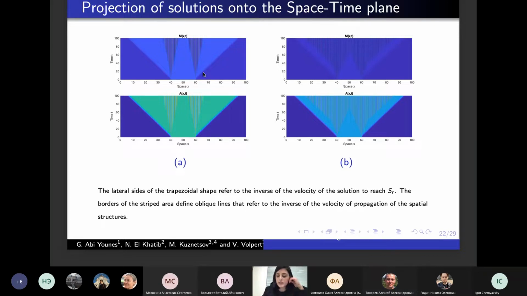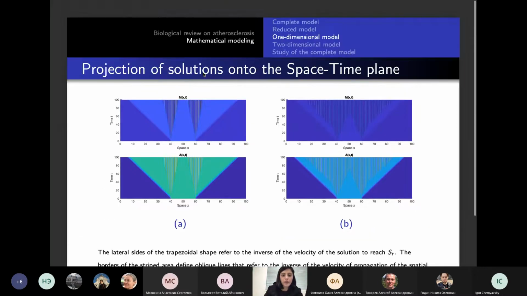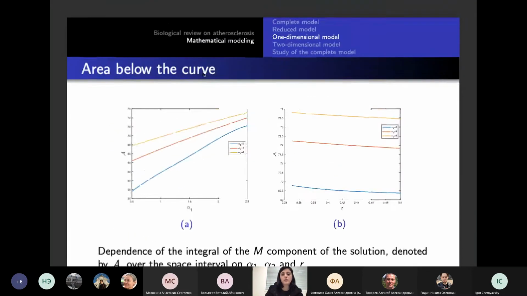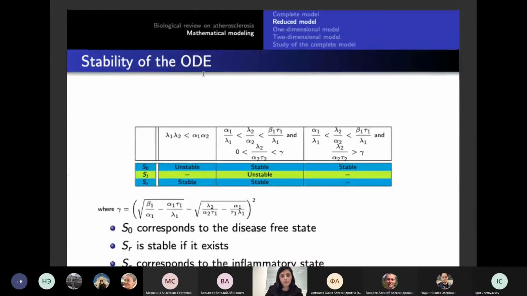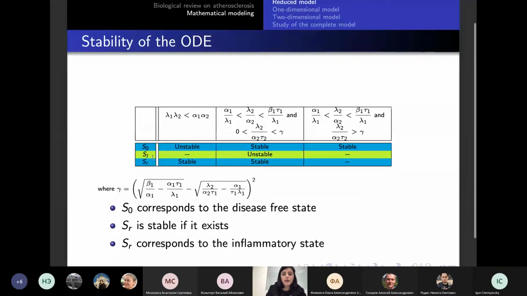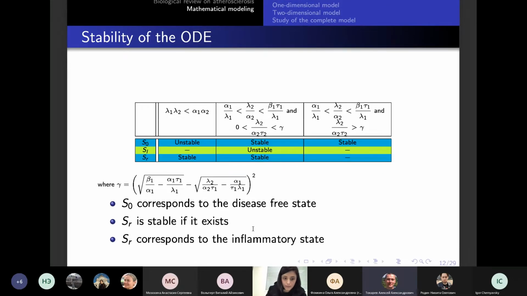SR is the constant stationary solution, and if we go back to the ODE model, this is SR here. It is fixed. It denotes the inflammatory state. So from 0 to SR. Okay, I see.